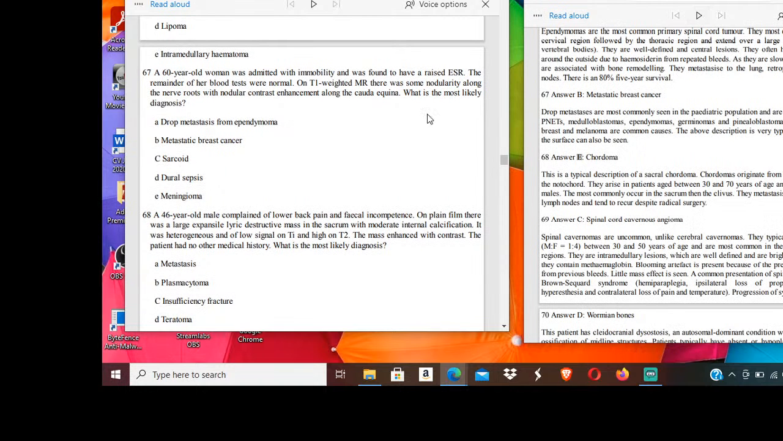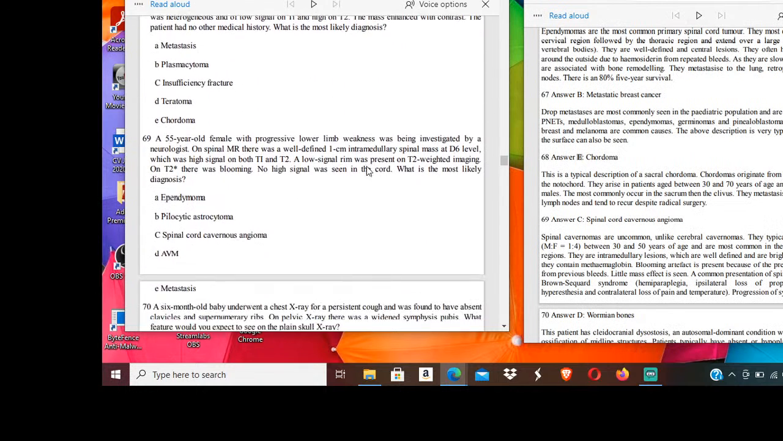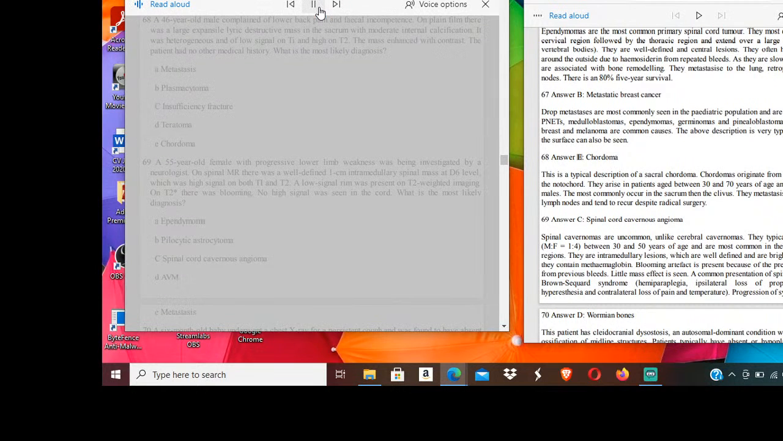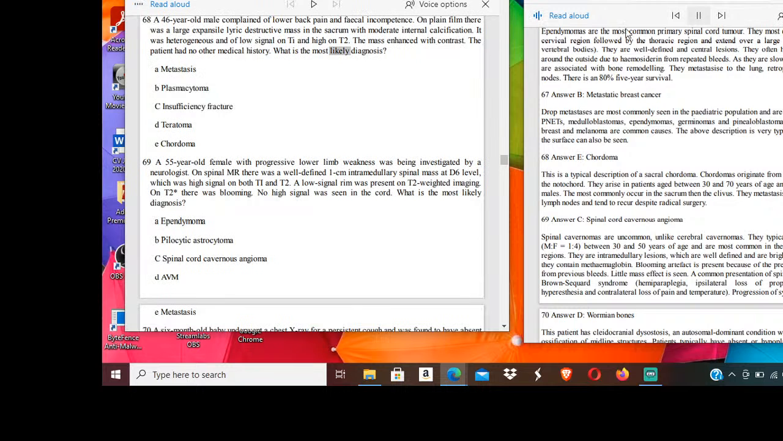68. A 46-year-old male complained of lower back pain and fecal incontinence. On plain film, there was a large expansile lytic destructive mass in the sacrum with moderate internal calcification. It was heterogeneous and of low signal on T1 and high on T2. The mass enhanced with contrast. The patient had no other medical history. What is the most likely diagnosis?